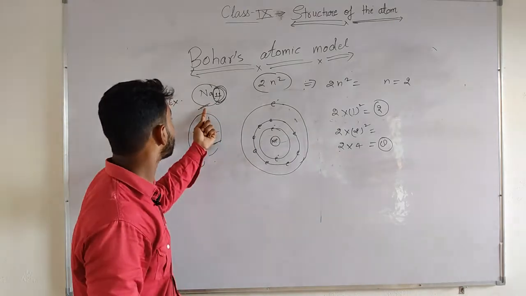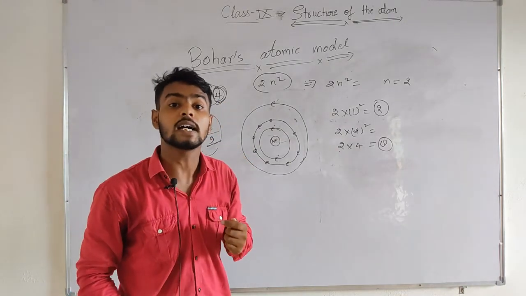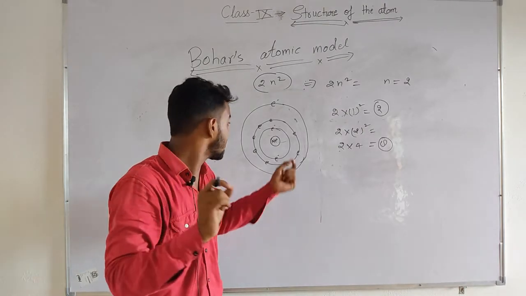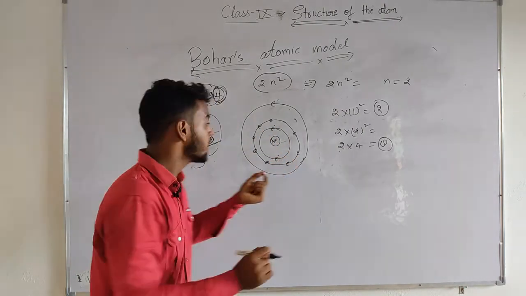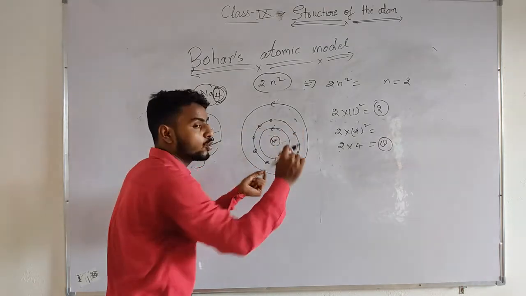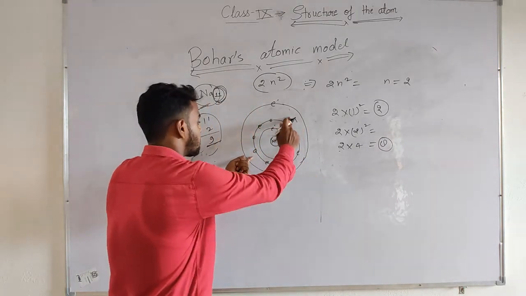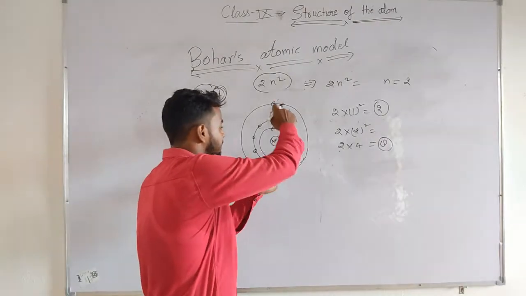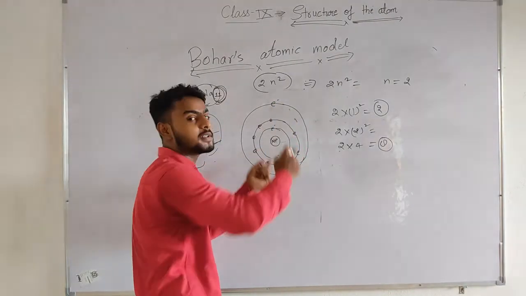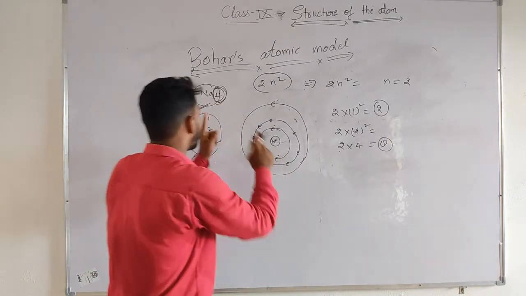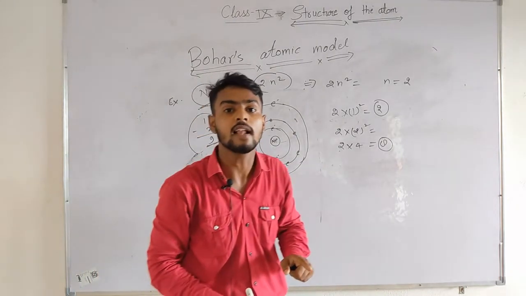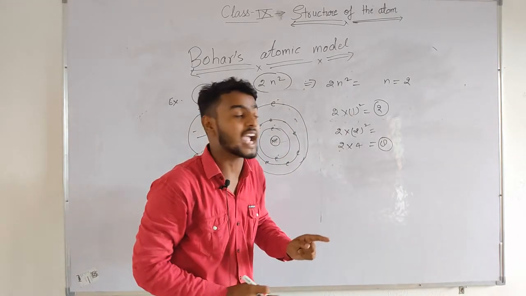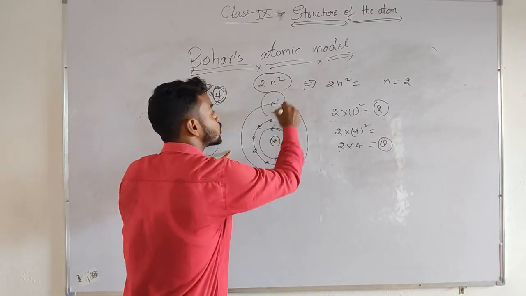So the atomic number of sodium is 11. How are the electrons arranged in their shells? In the first shell, 2 electrons are arranged, and in the second shell, 8 electrons. When we add these two shells, the total is 10, and the remainder is only 1 electron. So in the outermost shell, only 1 electron is filled.